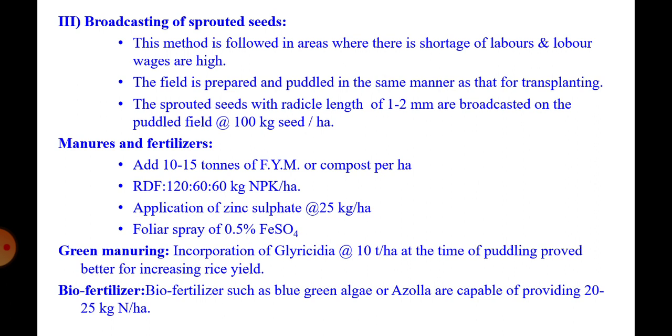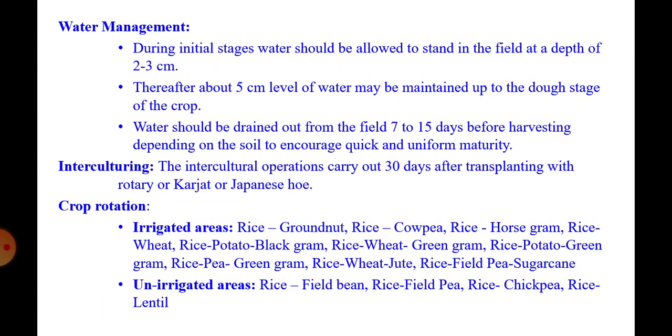Green manuring in situ or green leaf manuring has gained importance in recent years. Incorporation of glyricidia at the rate of 10 ton per hectare at the time of puddling proved better for increasing rice yield. Biofertilizers such as blue-green algae and azolla are also capable of providing 20 to 25 kg nitrogen per hectare.